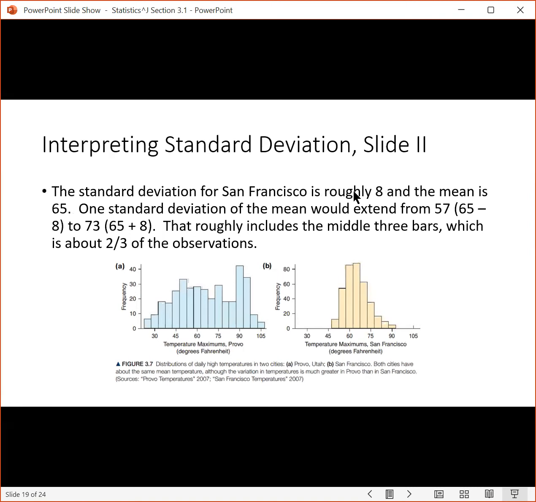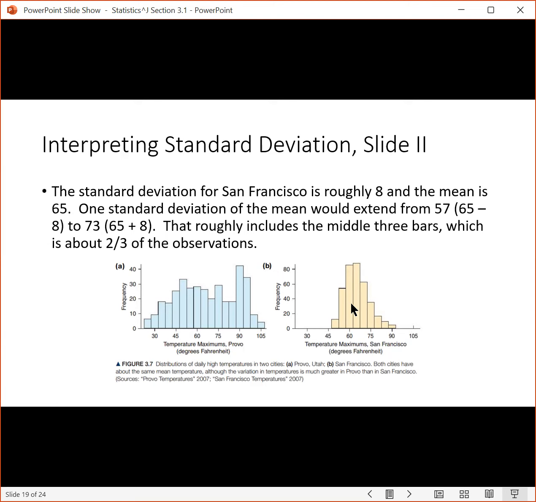The standard deviation for San Francisco is roughly 8, and the mean is 65. This is San Francisco here, and it is unimodal and symmetric, which were the requirements we said. To find one standard deviation below the mean, you take the mean and subtract the standard deviation once. That gets us 57. Then we do the same thing but add the standard deviation, which gets us one standard deviation above the mean. So now we have from one standard deviation below to one standard deviation above.